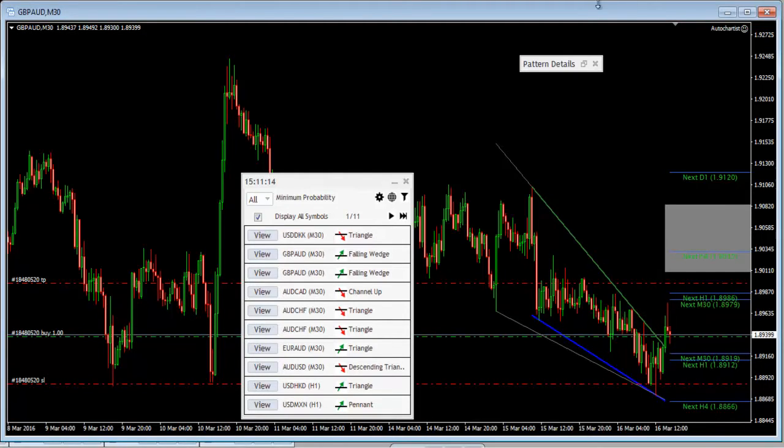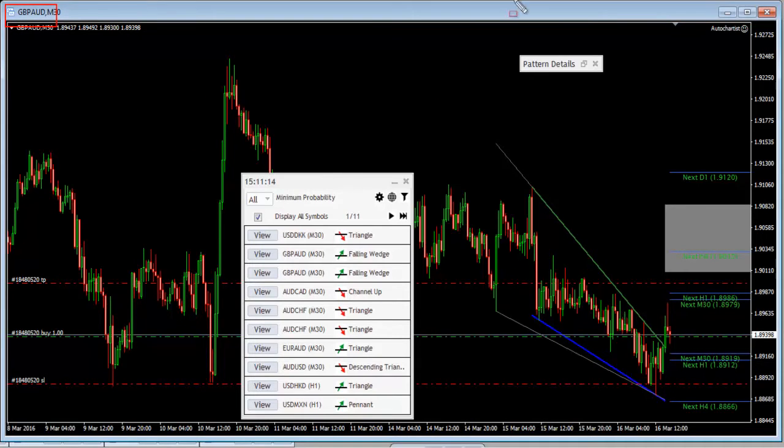to show you an example of using both the web app to find these opportunities from Autochartist and then combining it, again, going over to the MetaTrader plugin on your MetaTrader 4 platform and using that to your advantage here. So again, here's the trade on the pound Australian.